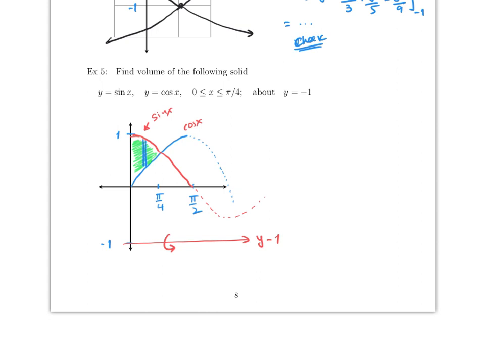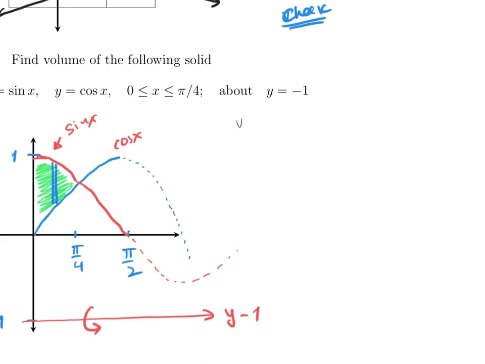Okay? Then we have to figure out where the radius is. So remember, the radius for now will be the distance between the two functions. But since we're not rotating on the x-axis, we're rotating here, you have to add this much to the distance, or to the radius. So therefore, the volume is going to be pi, the integral from 0 to pi over 4, because that's where they intersect. The upper function is actually cosine.